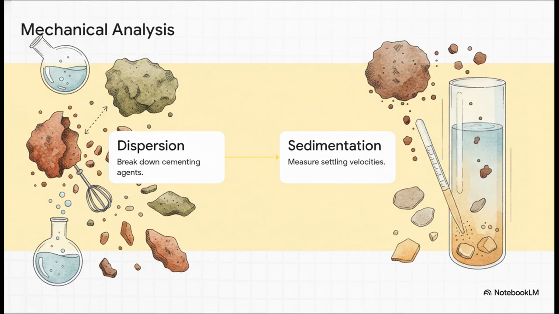Before you can measure the particles, you have to break down the natural cementing agents, things like organic matter or calcium carbonate, holding them together. You do this with chemicals and mechanical agitation. Once they're totally separated, step 2 is sedimentation. This relies on Stokes' law, which measures the relative settling velocities of the particles in water. Put simply, larger particles are going to sink to the bottom faster than smaller ones of the same density.